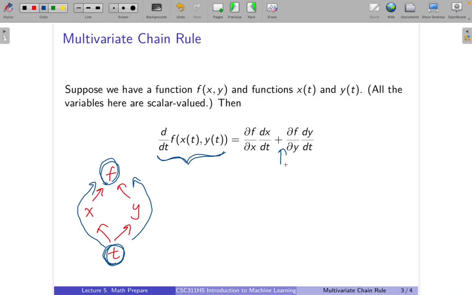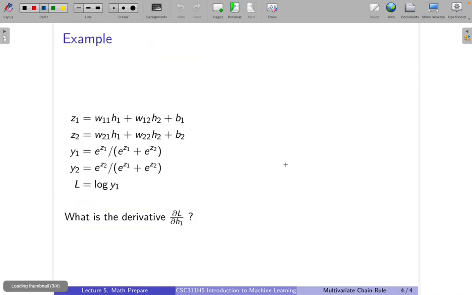Last week, we had a question in the prepare using the multivariate chain rule, and this will be a great opportunity to see how to apply it. So let's review last week's question. Last week, we wanted to find this particular derivative right here. One way that we can visualize what's going on is by drawing out how the quantities that we see on the screen here affect L.